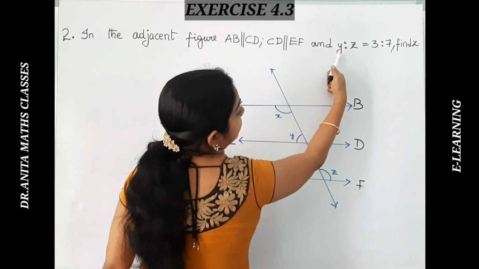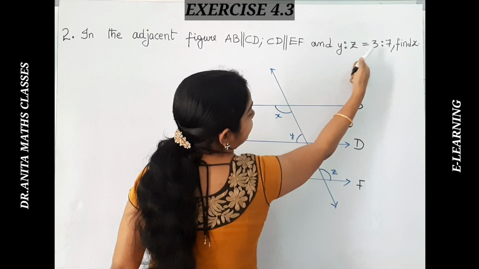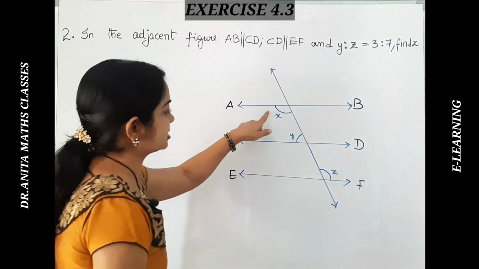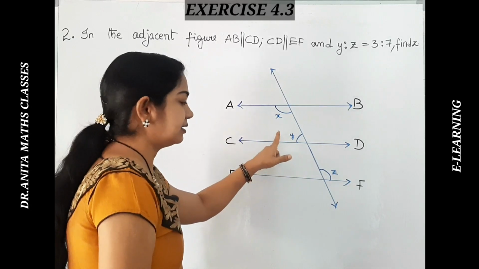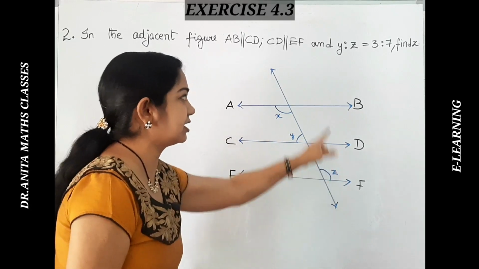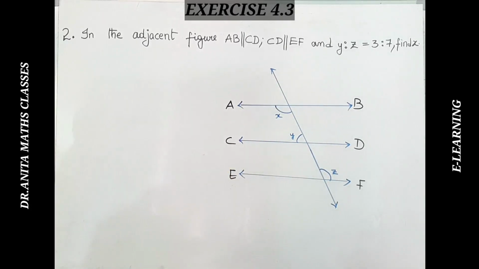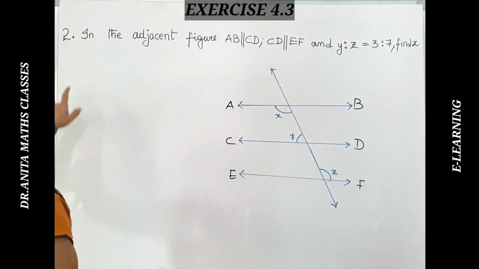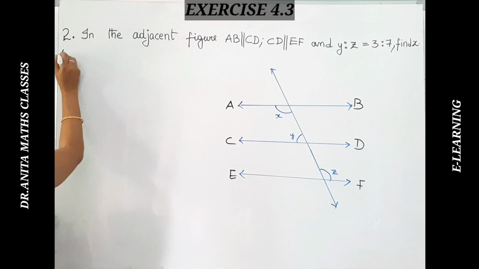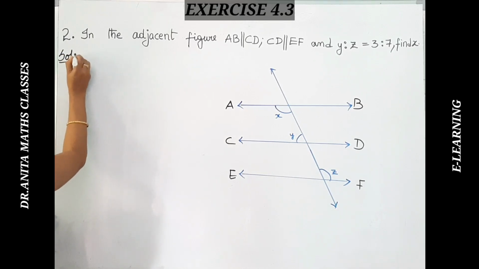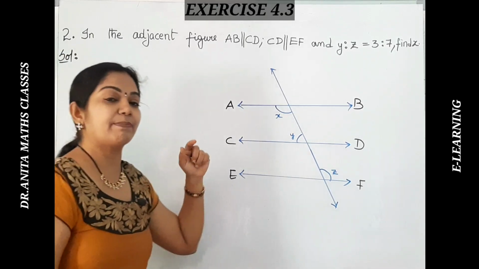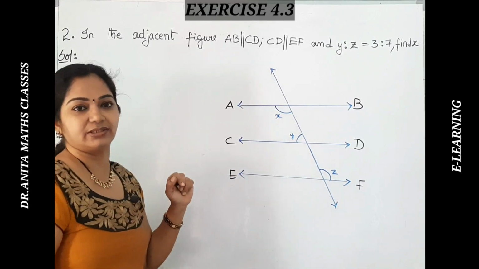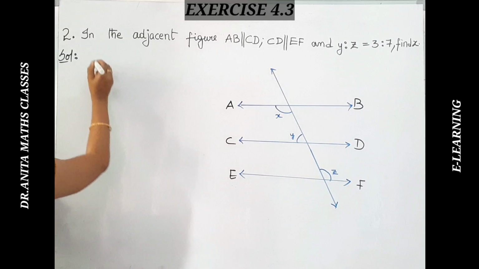And angle Y is to Z equals 3:7. Find X. Here angles X, Y, Z are given, but the ratio of Y is to Z equal to 3:7 is given, and we need to find this angle X. Okay, so here there is an axiom: lines which are parallel to the same line are parallel to each other. That is the axiom here.